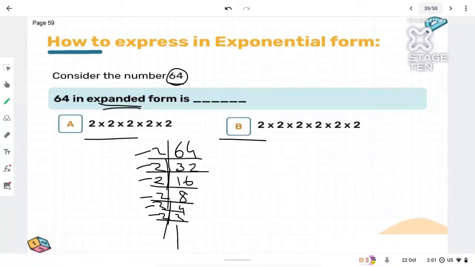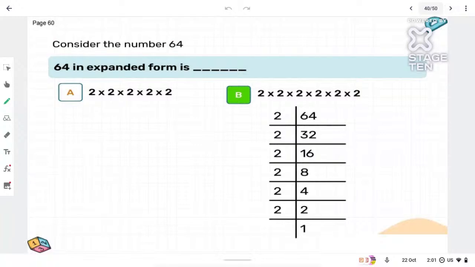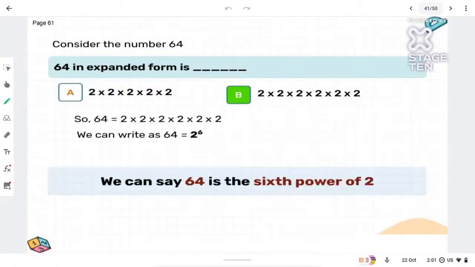Very good. Half of you people gave the answer already. 2 raised to 6. So the answer is 2 into 2 into 2, I mean 2 multiplied 6 times. So this is how you do the prime factorization, isn't it? Now you look over here. We can say that 64 is nothing but 2 raised to 6, because when we prime factorize it, I'm getting 2 six times. So it will be 2 to the power 6, or you can say 64 is the sixth power of 2. Anyway, it's just the same thing.